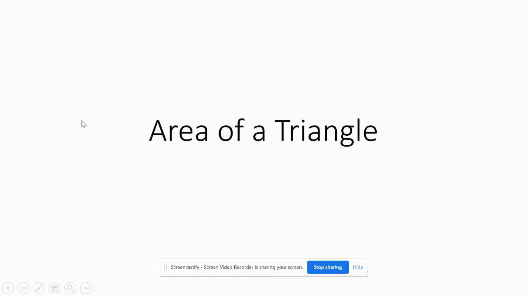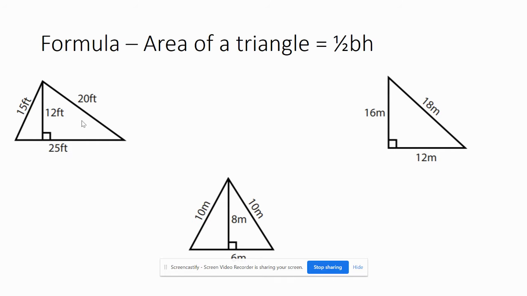Today we're talking about area of a triangle. This should not be a hard topic for you guys. I'm sure you've seen it before. The formula for the area of a triangle is half the base times the height. So half times base times height.